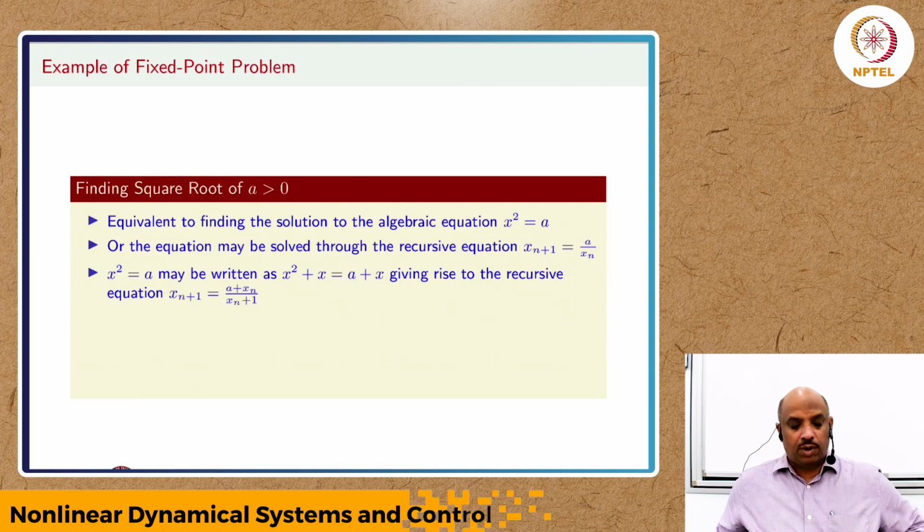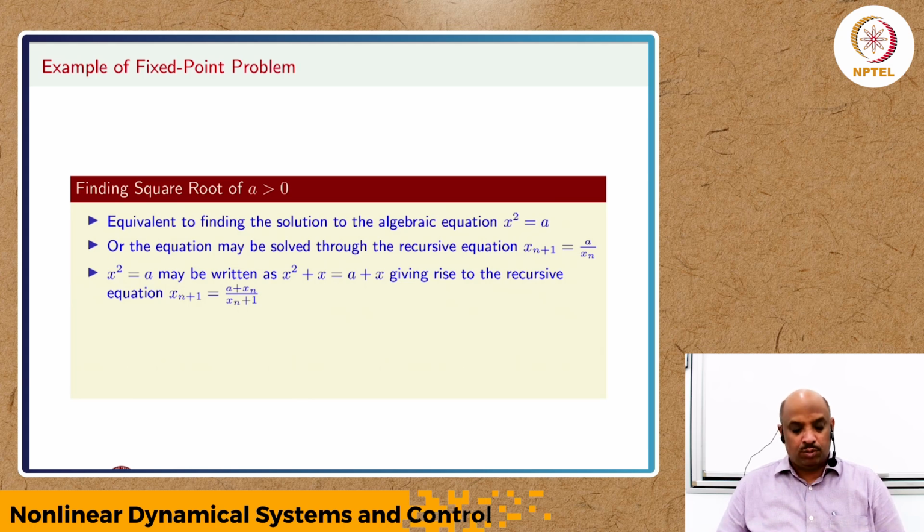The other way of thinking about it is that x squared is equal to a may also be written as x squared plus x is equal to a plus x. Okay, I mean, why not? You can create infinitely many more flavors of this x squared is equal to a by adding, subtracting, all kinds of things, and then basically you will get an equal number of recursive equations.